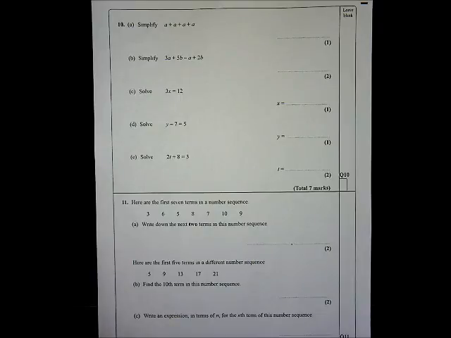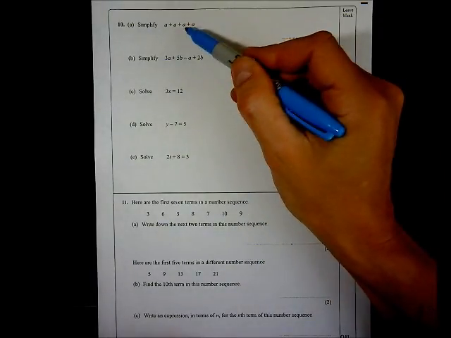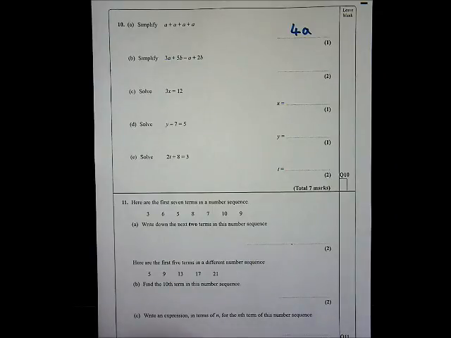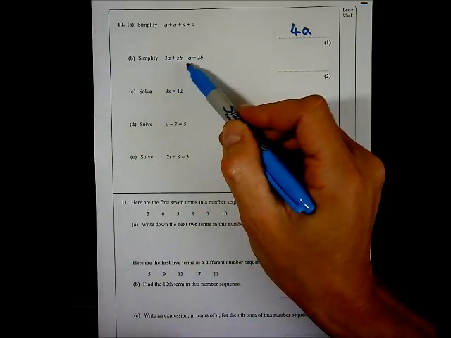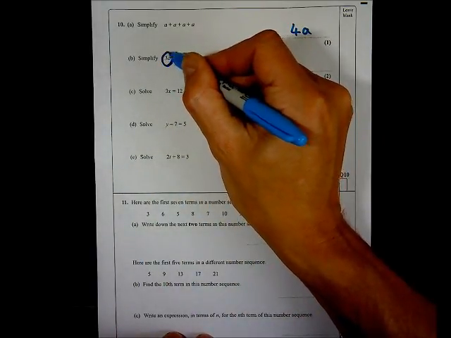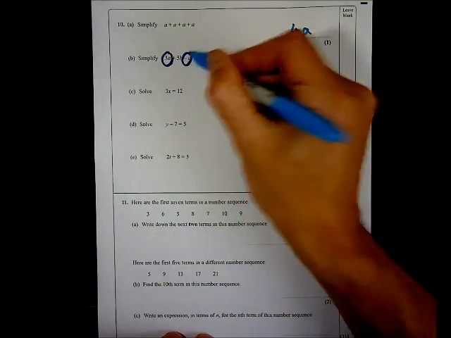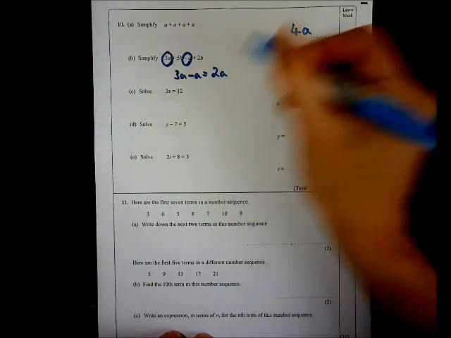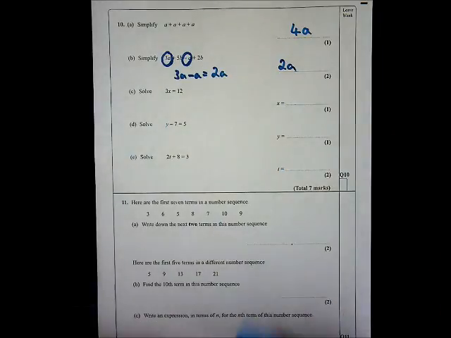In question 10, I'm asked to simplify A add A add A add A, which would be 4 lots of A, or 4A. And in part B, I'm asked to simplify 3A add 5B take away A add 2B. I'm going to group the terms that go together. So 3A and take away A go together as they both involve A. So 3A take away A is 2A, and that's going to form part of my answer.